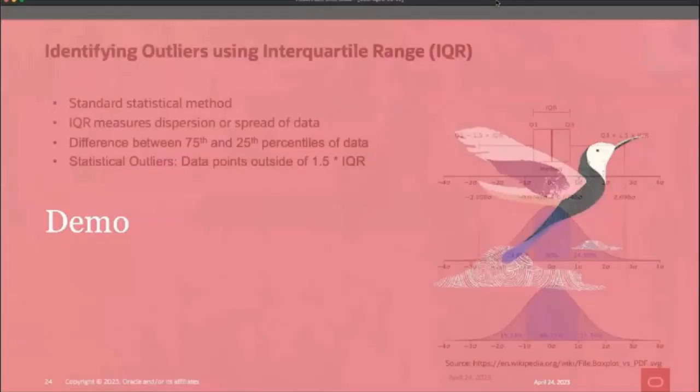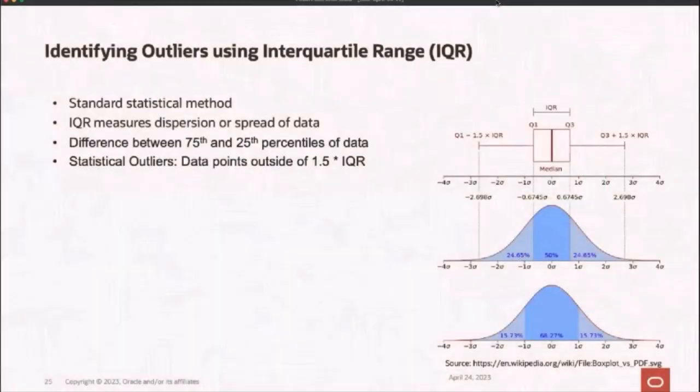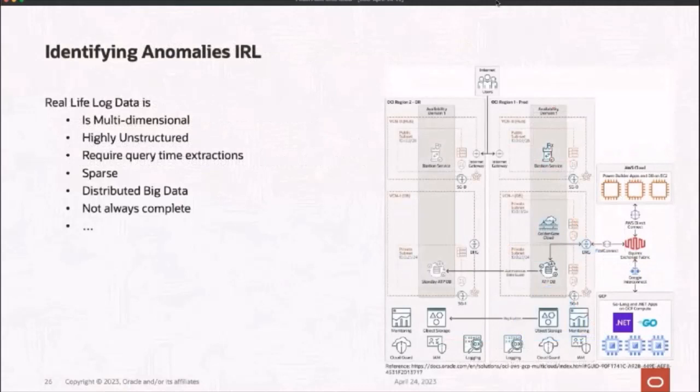Right. So let's come back to traditional statistical methods. IQR is one method, which we know from high school, that you can use for statistical analysis for this kind of outlier detection, or statistical outliers if you want. But let's go back to our reference architecture.